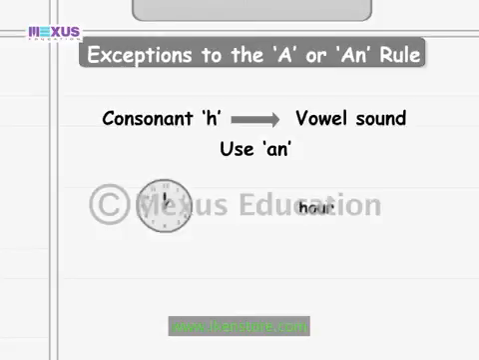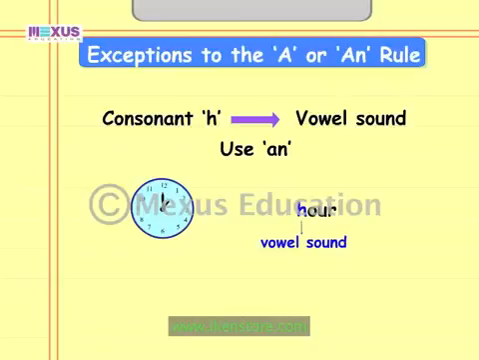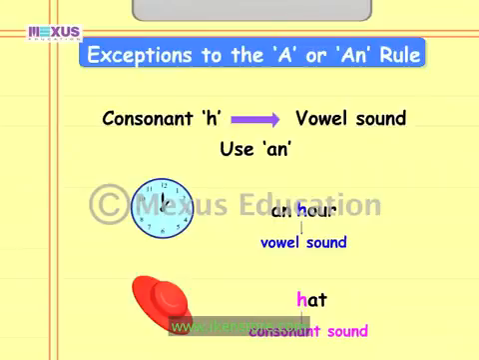For example, in the word hour, the H is silent. It begins with a vowel sound, ow. So we use an before such words. The word hat also begins with the consonant H, but here the H is sounded as huh. Hat. It has a consonant sound, so we use a before it.